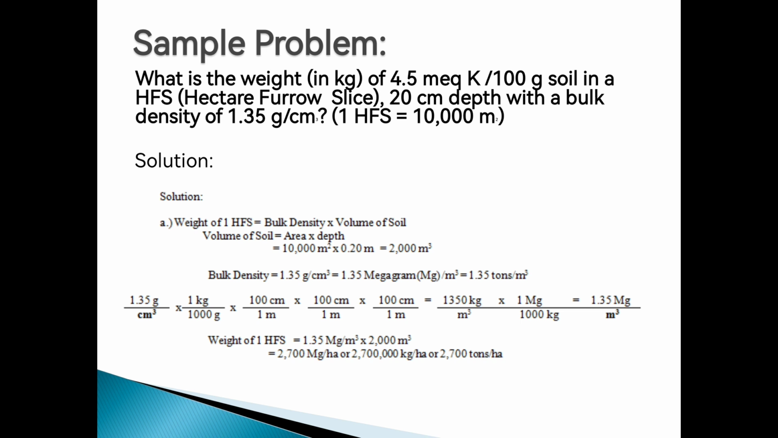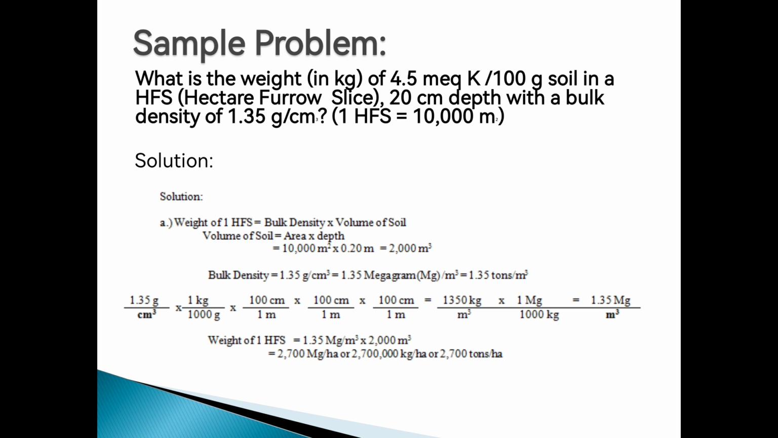By the way, the bulk density is calculated in gram per cubic centimeter. So, we just convert it into megagram or tons per cubic meter so it has the same unit with the volume of the soil. So, the 1.35 gram per cubic centimeter bulk density will give you 1.35 tons per cubic meter. So, you have now the same unit with the volume of soil and the bulk density of the soil.